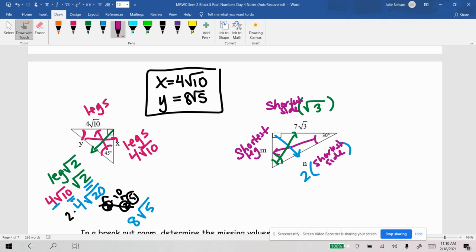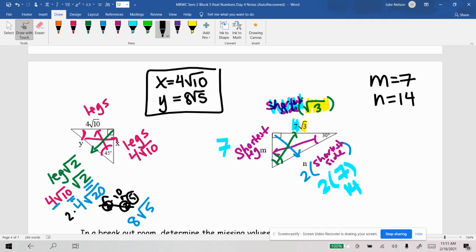Well, take a look at that. They both have a square root of 3. So it must be that the shortest side is equal to 7. So if the shortest side is 7, that means m equals 7. And so 2 times the shortest side would be 2 times 7, or 14. So right here, m equals 7 and n equals 14.